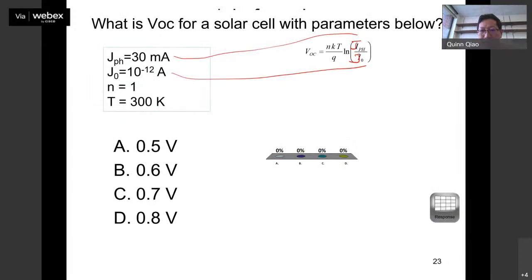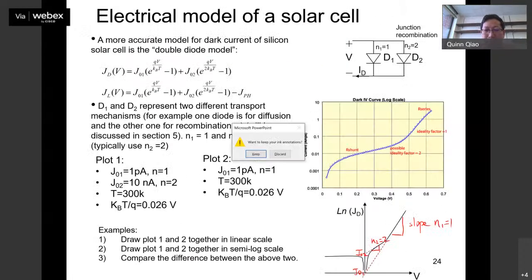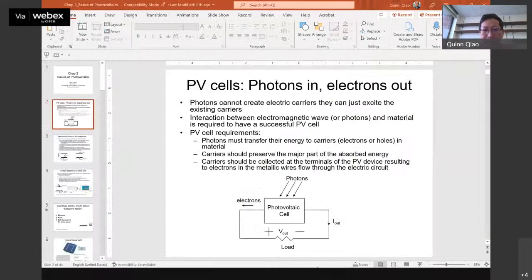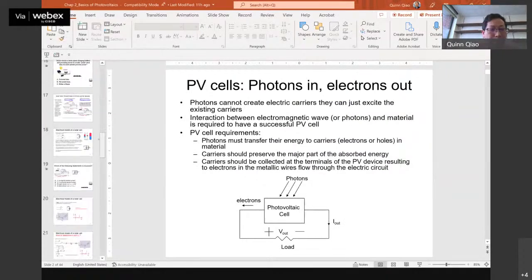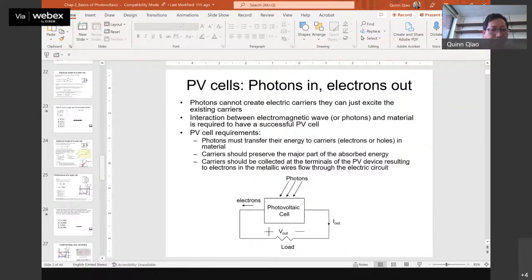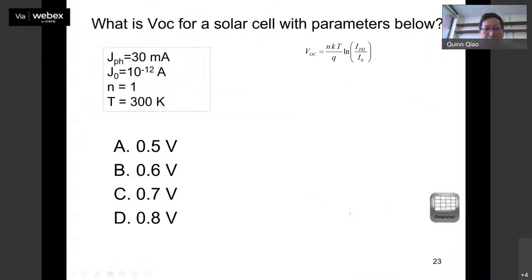Okay, let me see. You can calculate that, I think. So you guys can still see the slides, right? Okay. So here you use this equation, you can figure out, I don't remember which answer, maybe B. You can calculate by yourself, okay?